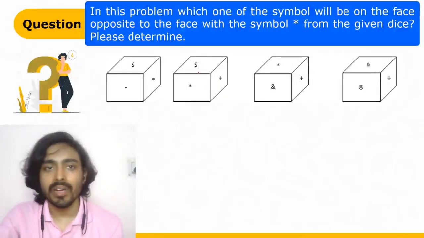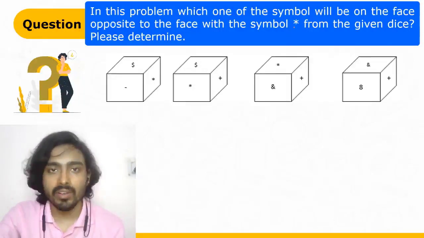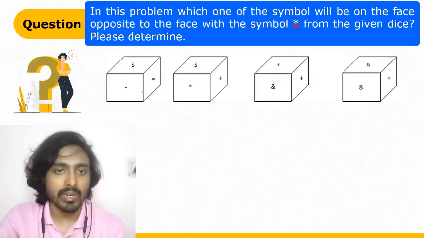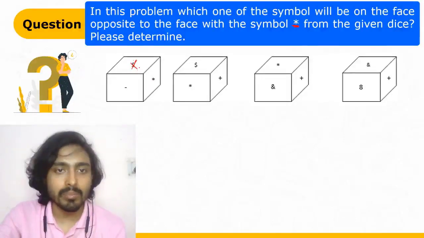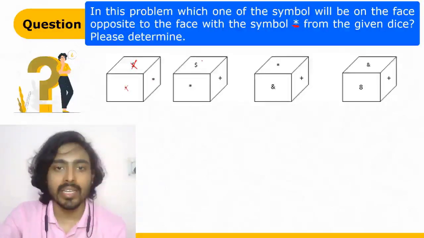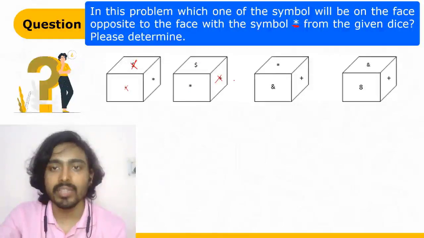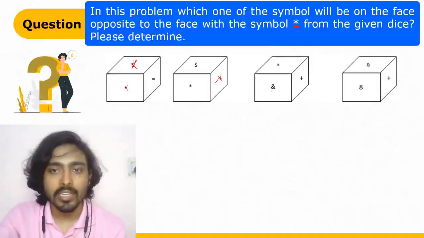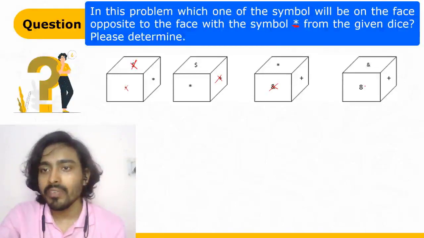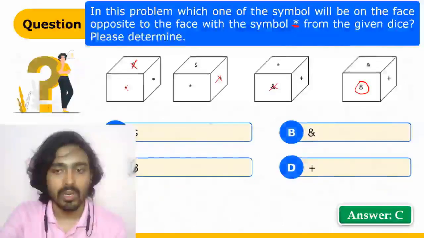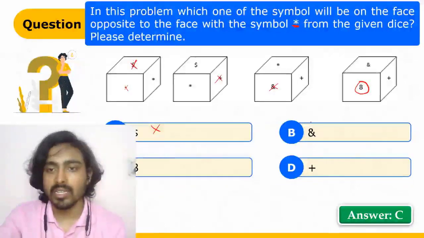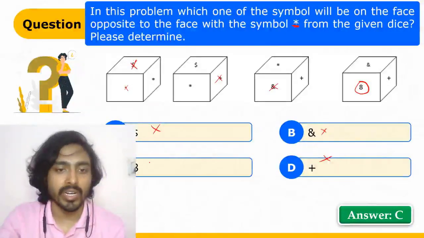In this case, you have to find out the opposite side of the asterisk mark. So we can cancel the dollar sign because it is adjacent to it. We can cancel minus. We can also cancel this plus sign. We could also cancel this plus and this and symbol, but we cannot cancel 8, right? Because we cannot see asterisk here. So yes, we can cancel this, we can cancel this, we can cancel this, and therefore 8 is the right answer.